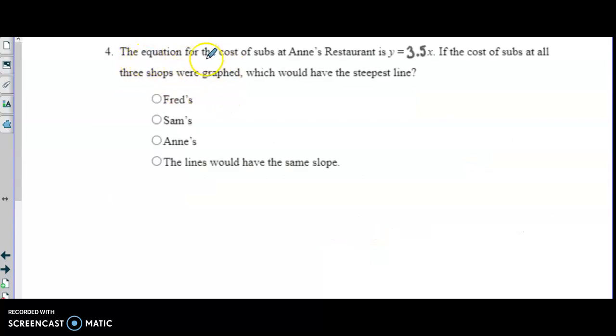The equation for the cost of subs at Annie's restaurant is y equals 3.5x. If the cost of the subs at all 3 shops were graphed, which would have the steepest line? So if we have an equation y equals 3.5x, the number attached to x is the slope.